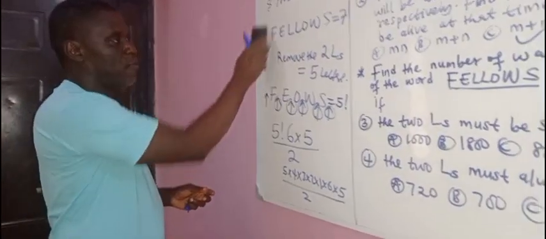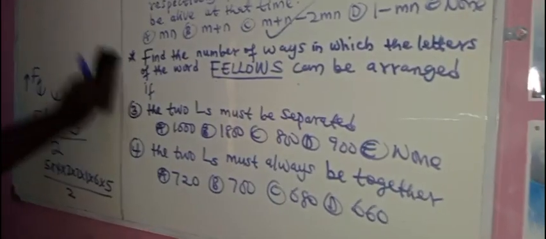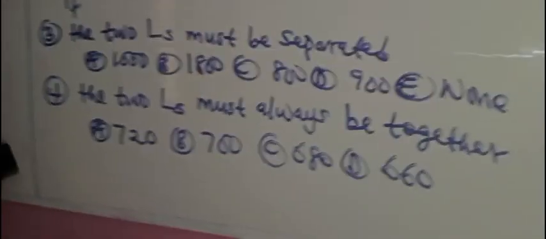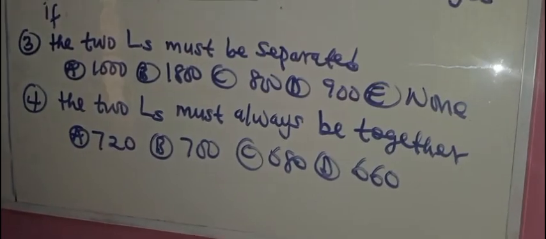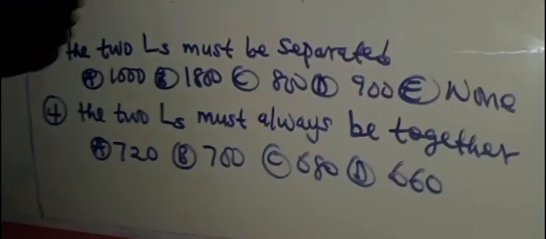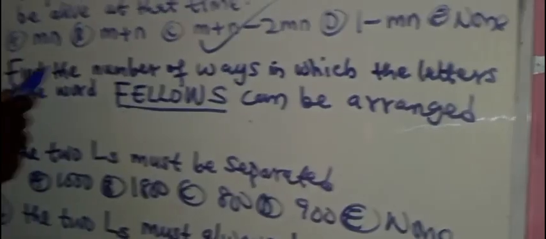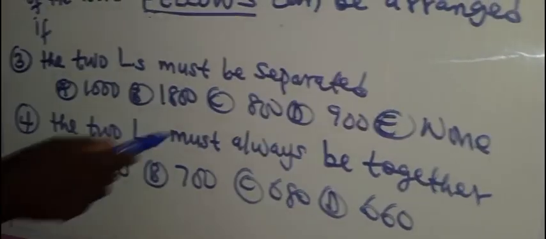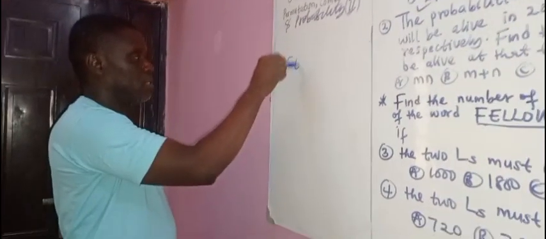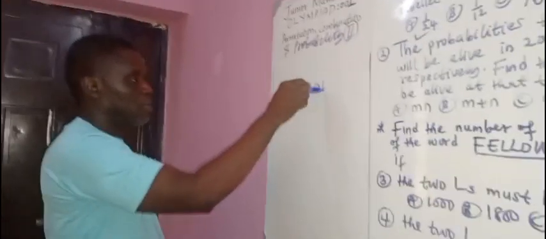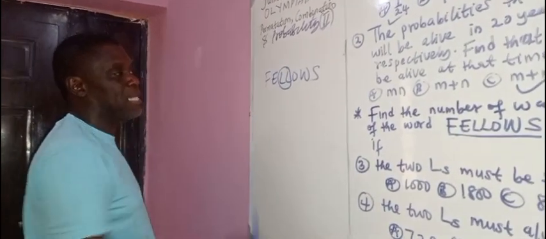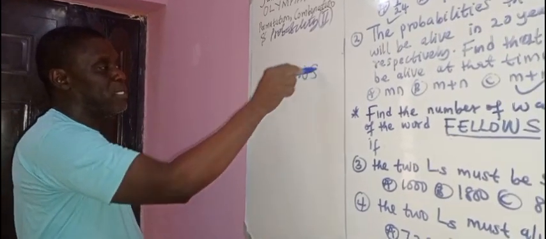Now let's go to question number 4. Find the number of ways in which the letters of the word FELLOWS can be arranged if the 2 L's must always be together. Look at it. If the 2 L's are to be together, that means they are treated as one.